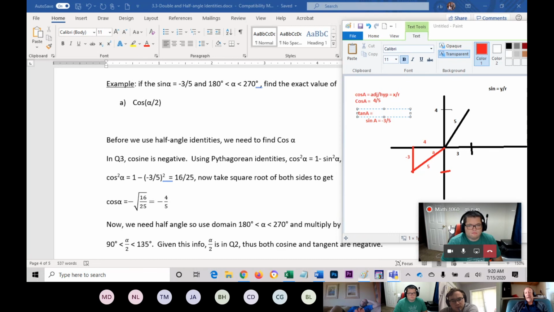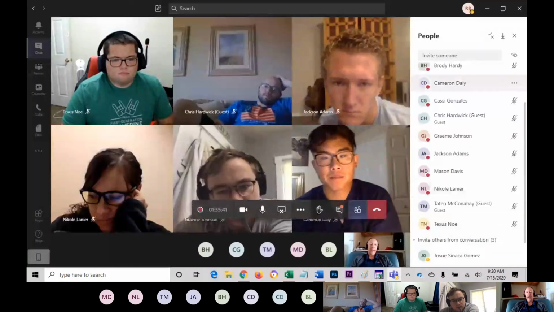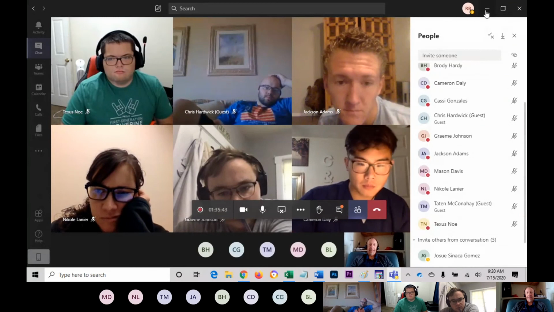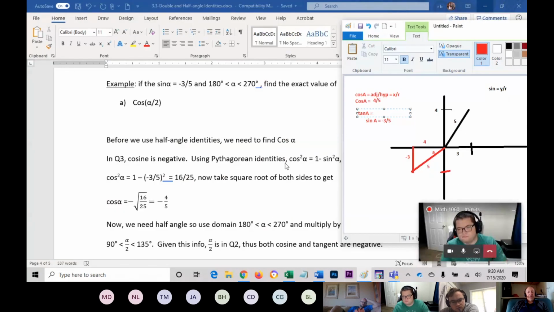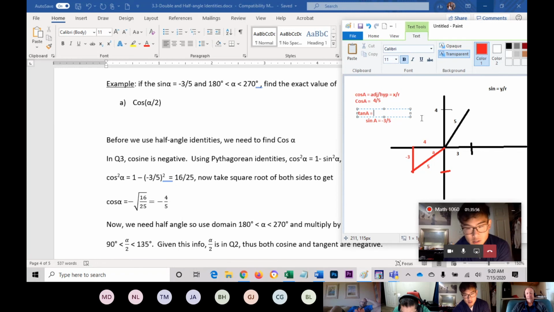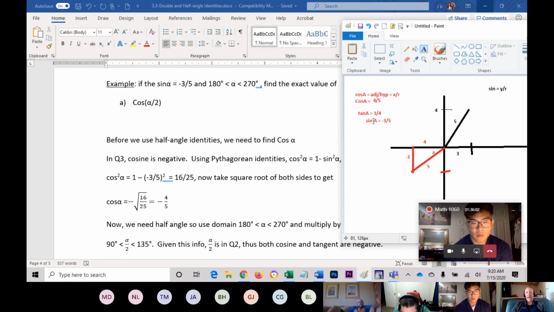Okay, so we just picked on Cassie, so whose turn is it now? Cameron Daly, it's your turn. Based on my red triangle here, Cameron, what is the tangent of alpha? It would be 3/4, opposite over adjacent. Perfect.